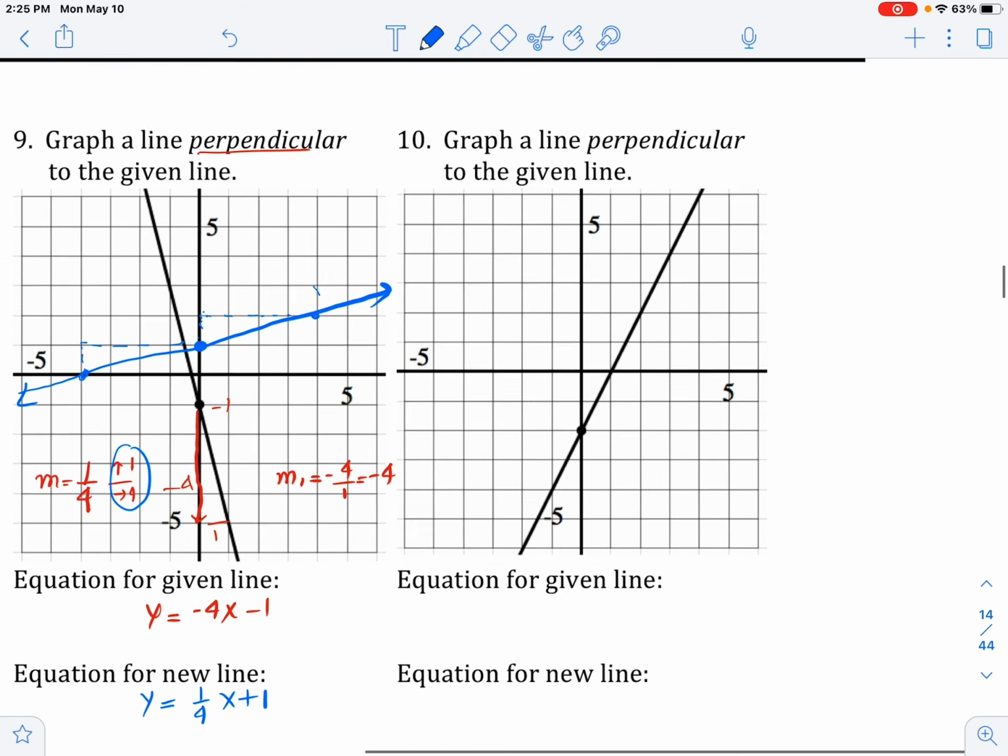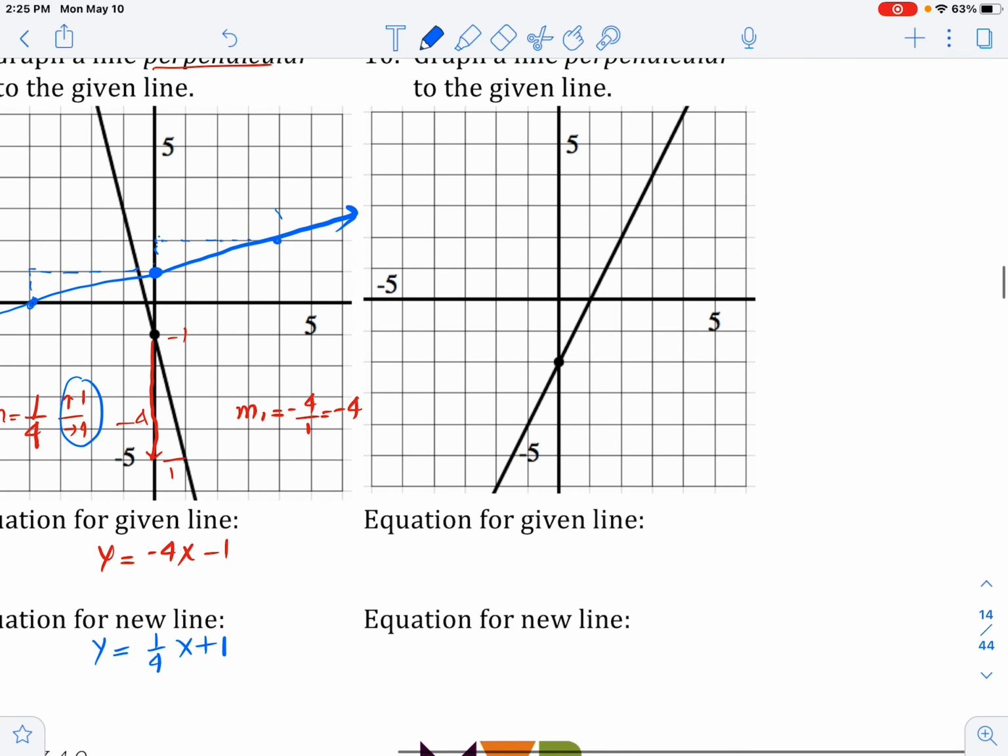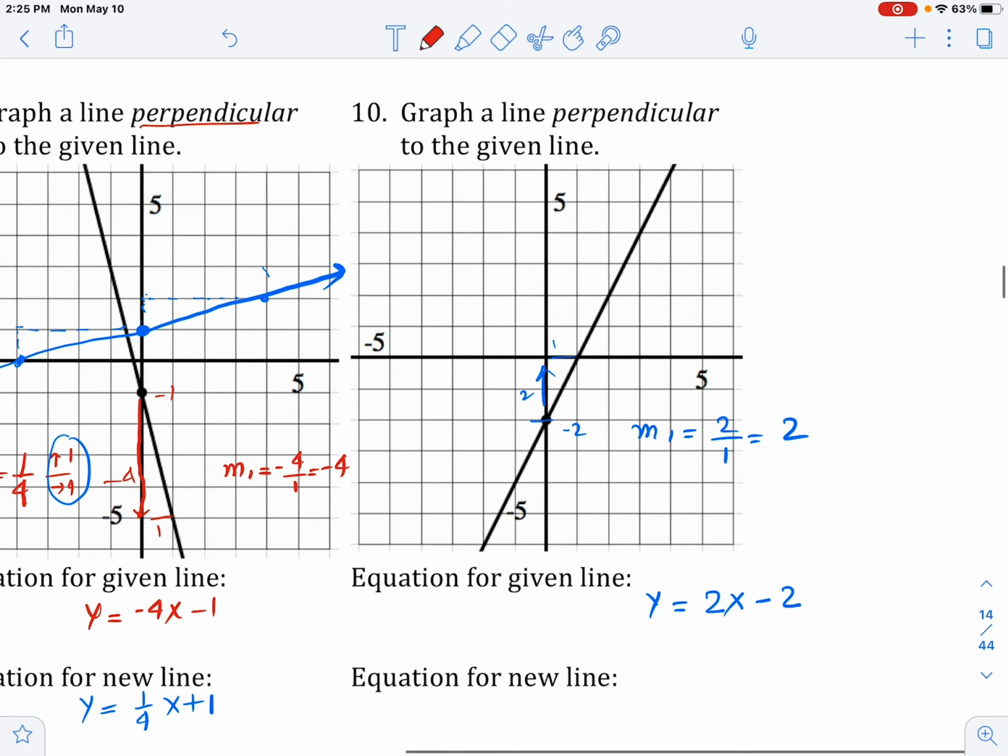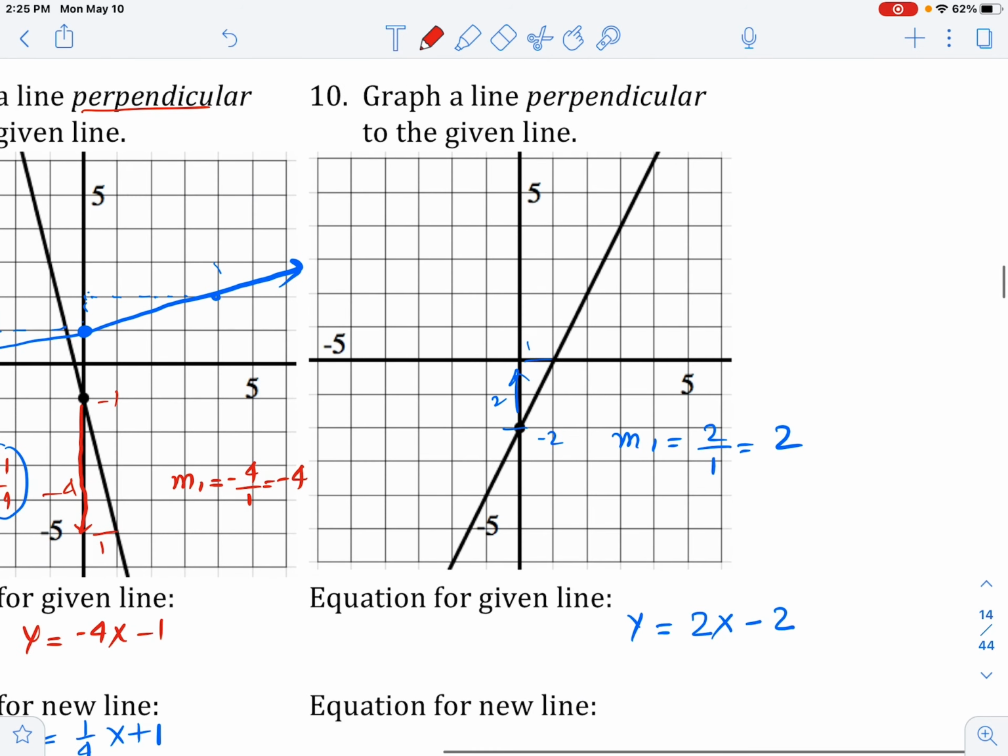For this one, if I have to write the equation of the given line, the y-intercept is negative 2, and the slope is going up by 2 and run by 1. So m1 is going to be 2 over 1, that's 2. So y equal to 2x, and the y-intercept is negative 2. If I have to write the equation of the other line, I have to pick any point on the y-axis to have the y-intercept.